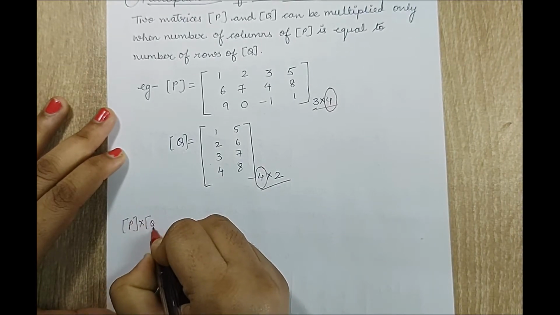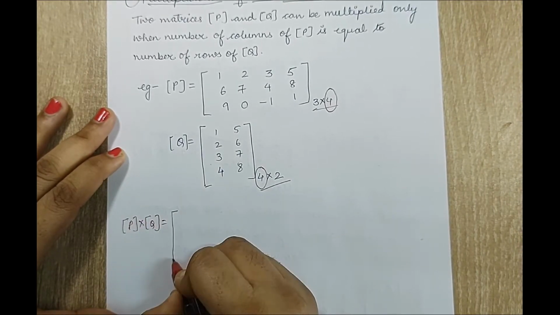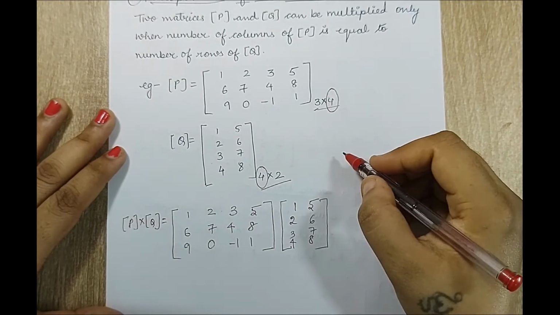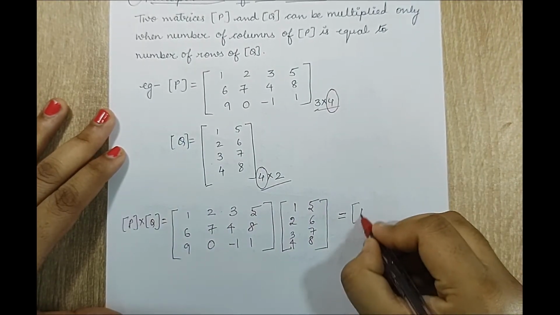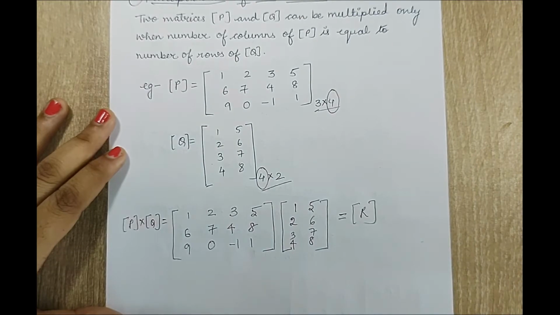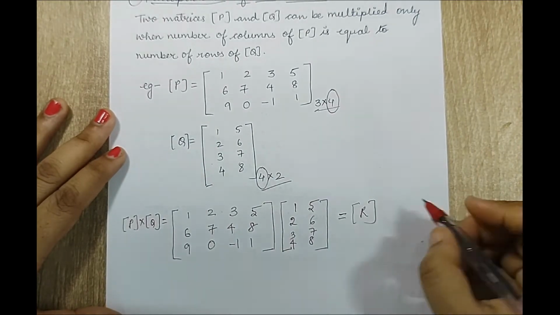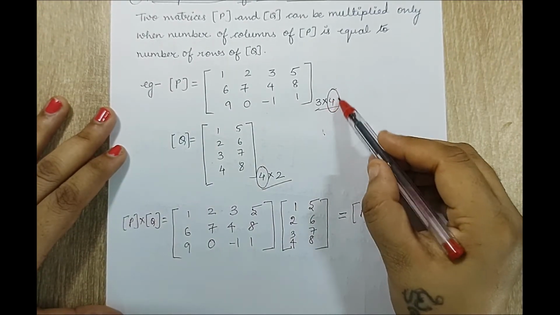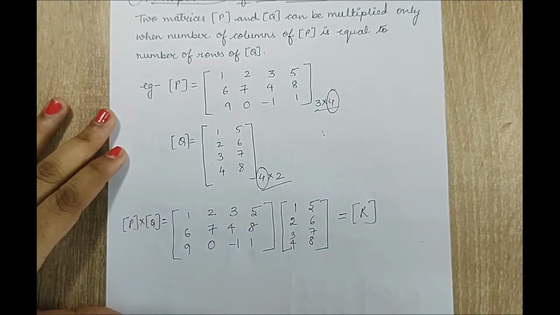P is multiplied by Q. So I'll just write down the matrix. Now observe, the resultant matrix which I obtain, I'll call it R, will be of order... If you see, 4 and 4 are equal, so I have multiplied.